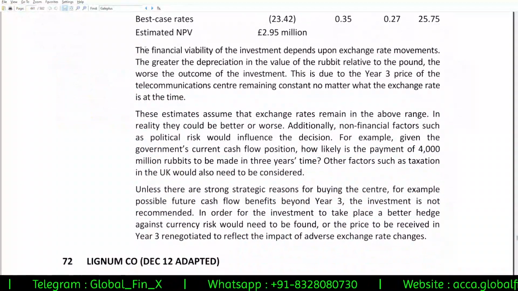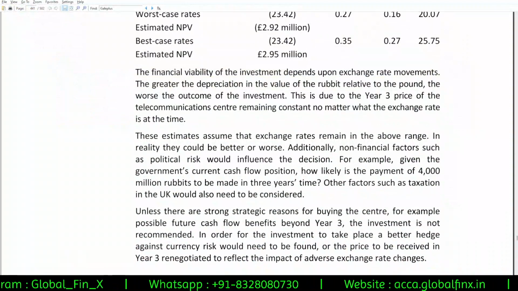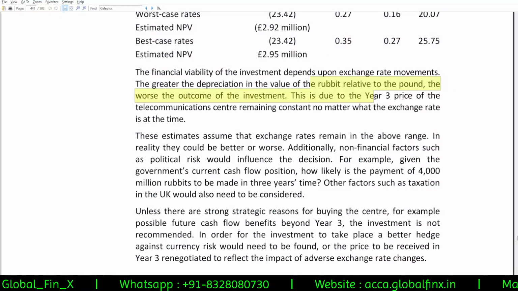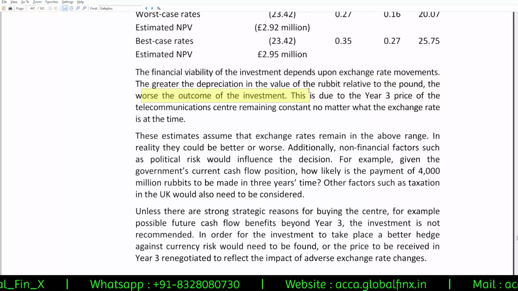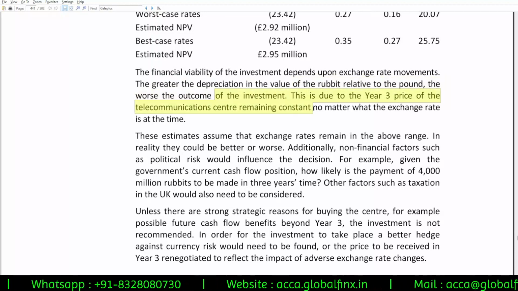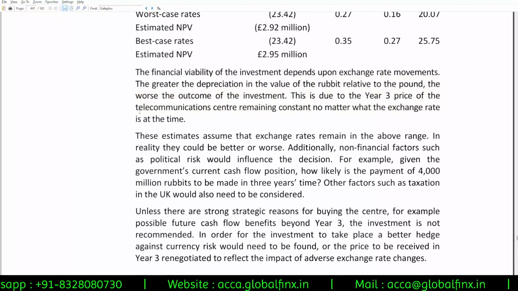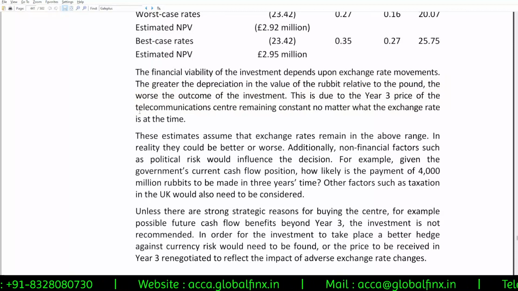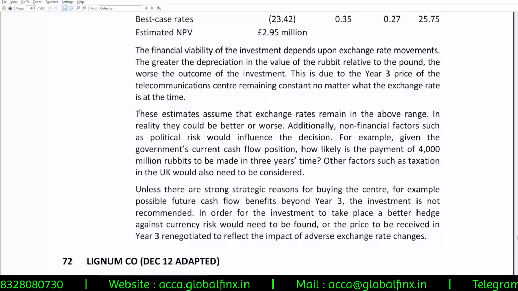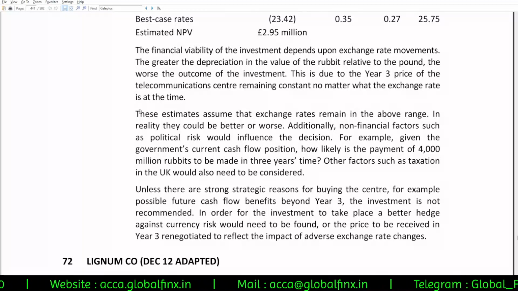Look at the explanation. The financial viability of the investment depends upon the exchange rate movements. The greater the depreciation in the value of the rupee, that is the inflation rates, the worse the outcome of the investment would be. We already know that. This is due to the 3-year price of the telecommunication center remaining constant no matter what the exchange rate is at that particular point of time, because we are going to get only 4,000 million irrespective of the GBP to rupee exchange rate.